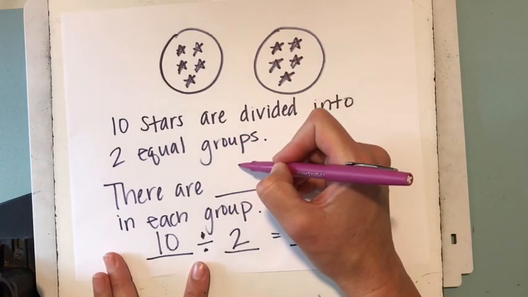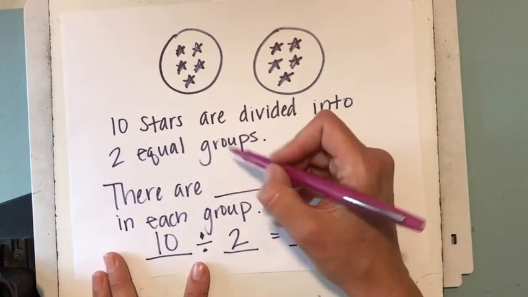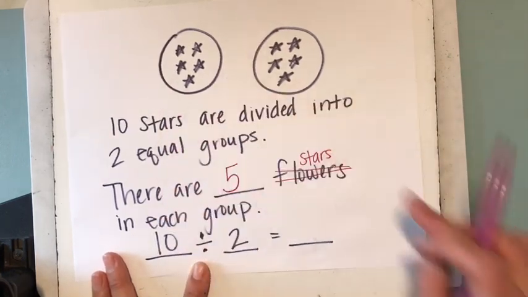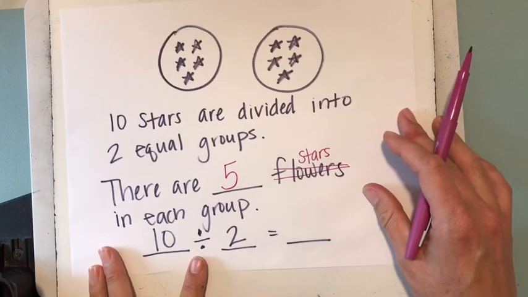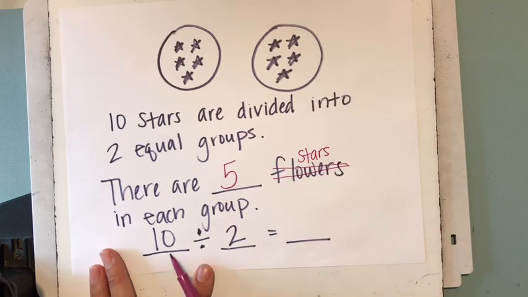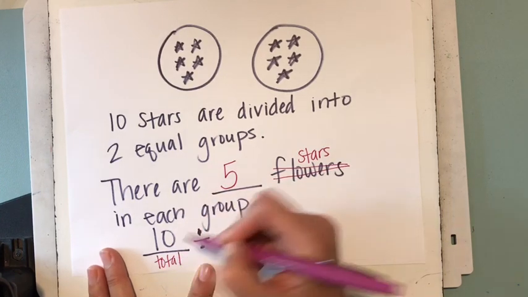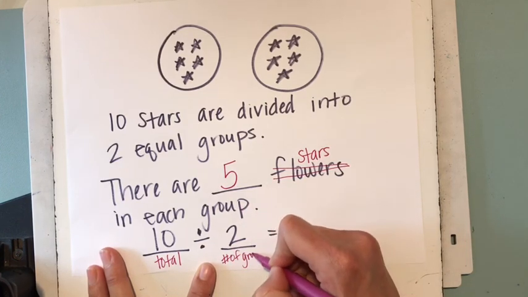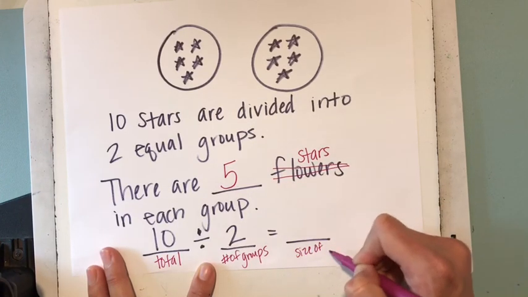I want you guys to pause if you need some time to think. You should have put 5. And you don't have to write all this, okay? You can just put the answer on your whiteboard. And now down here, let's do the division sentence for this. 10, that was our total. Remember, the total always goes first. Divided by the number of groups. How many groups do we have? 2 groups equals the size of each group.